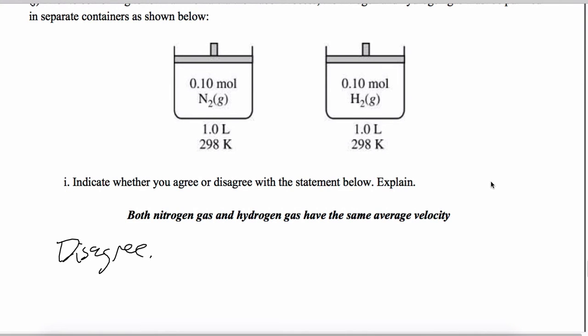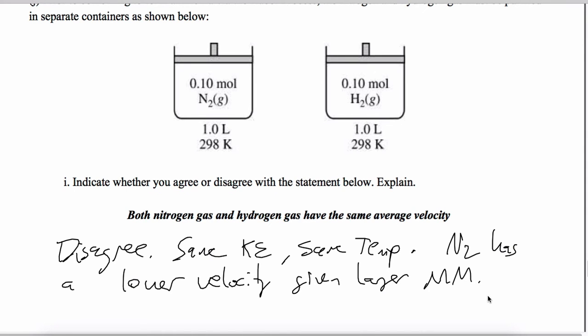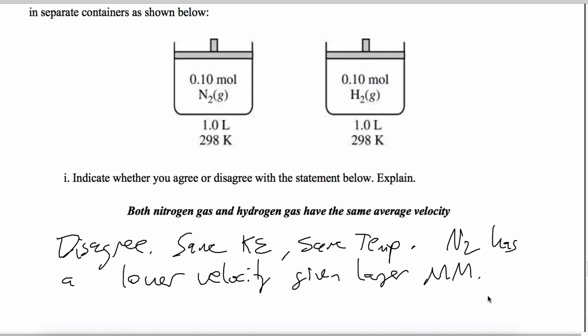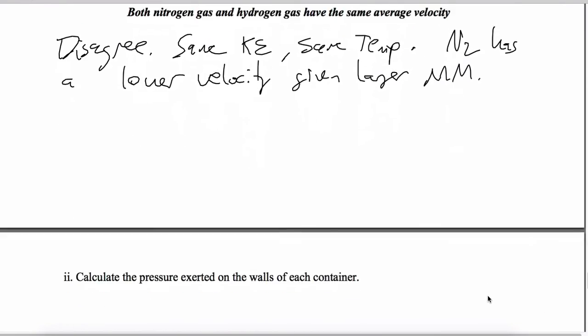This is really tempting because they're at the same temperature, and a lot of people think that temperature represents the speed of the particles, but it doesn't. It represents the kinetic energy. So they have the same kinetic energy because they are at the same temp. Okay, but nitrogen has a lower velocity given its larger molar mass. So in order for hydrogen to assume the same kinetic energy, or the same temperature, you can extrapolate that, compared to nitrogen, it must move faster. Conversely, nitrogen doesn't have to move as fast as hydrogen to assume that 298 Kelvin.